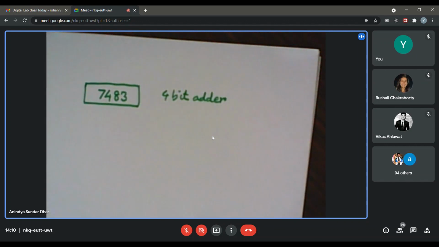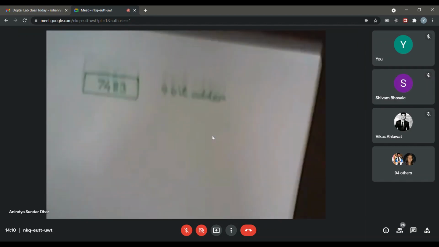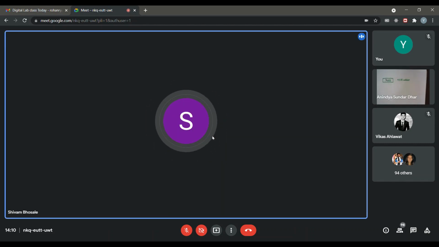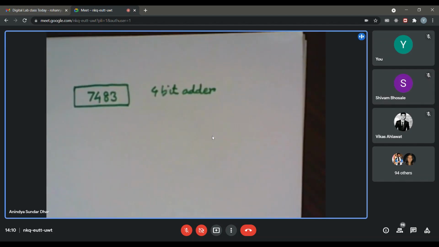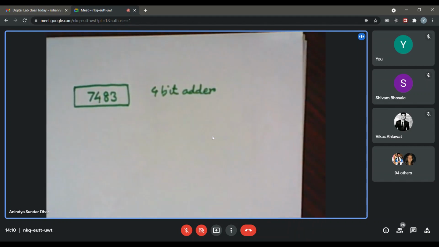If we say 4-bit adder IC, what immediately comes to your mind, what it could be? Adding 1 to the output. Pardon me? When the output is something, it is doing +1 to it. 4-bit adder means actually it can add two 4-bit numbers. So it will be able to add two 4-bit numbers.